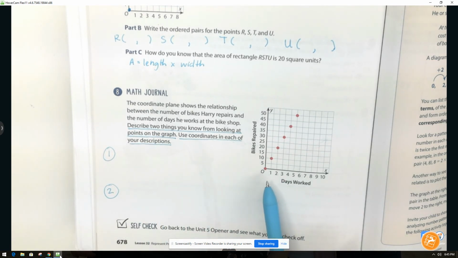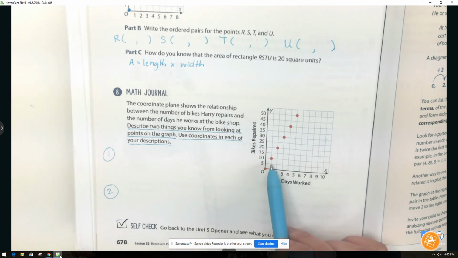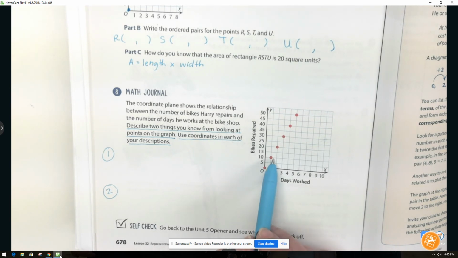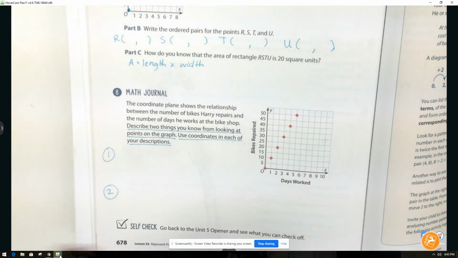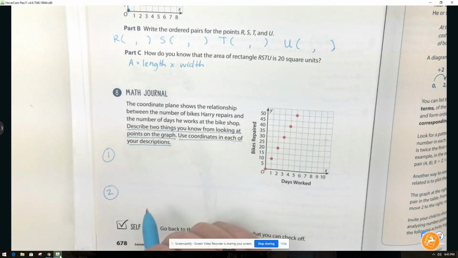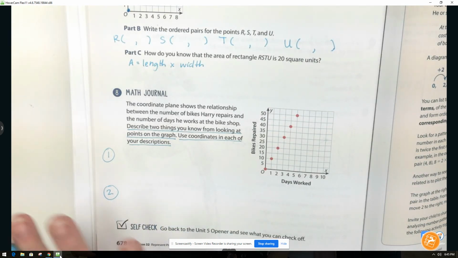So you might say, if Harry works, I'm going to use this example. Do not write this one, okay? The point (1, 10), the coordinate (1, 10), shows that if Harry works for 1 day, he can repair 10 bikes. So that would be an example of something that you could say. There are many, many more things you can say about this. So come up with 2 conclusions that you can write and put those down.